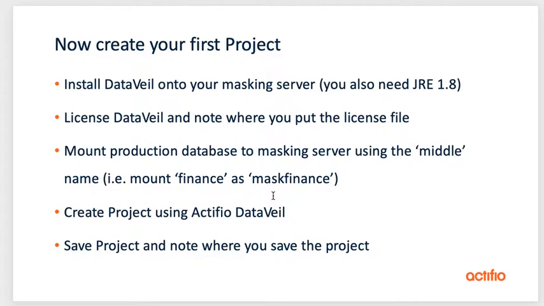So the first thing we need to do is install DataVal on our masking server. You will need JRE 1.8. We need to license our DataVal and know where we put the license file. You'll see why in a moment. We then mount our production database to the masking server, creating a virtual copy, giving it that middle name. So in the example I said, if the production database is called Finance, when we mount it to the masking server, we call it Mask Finance. We then create a project using DataVal where we define what masking we want to do. We save the project and note where we save the project.